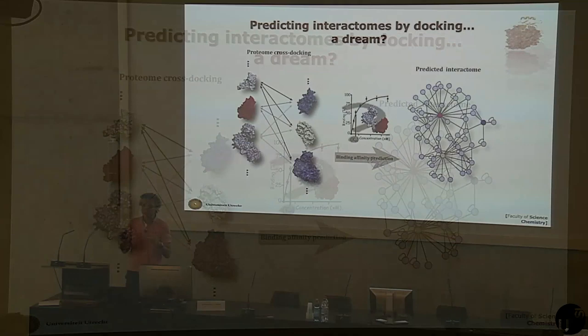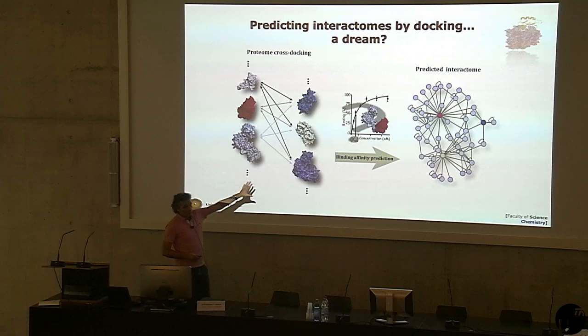If you have all those models, assuming your scoring is perfect, you're going to get the best model for each complex that you predict. You will have to predict the binding affinity, because the binding affinity is going to define if the complex is going to take place in real life or not, depending on the concentration of the protein in the cell. So you also need to know the concentration if you want to do all of that.